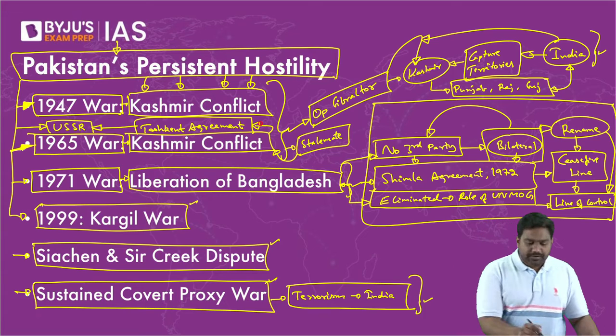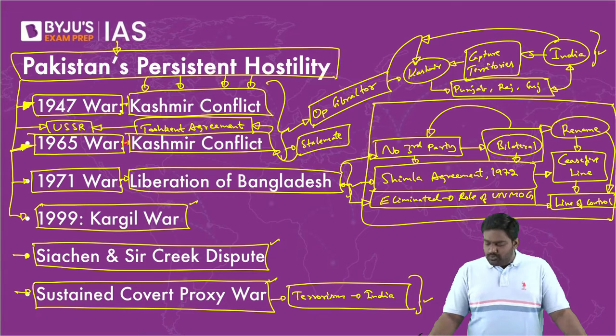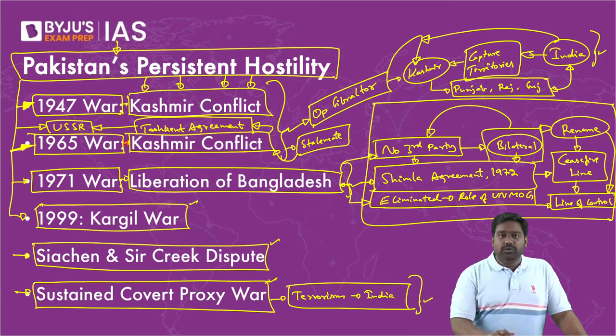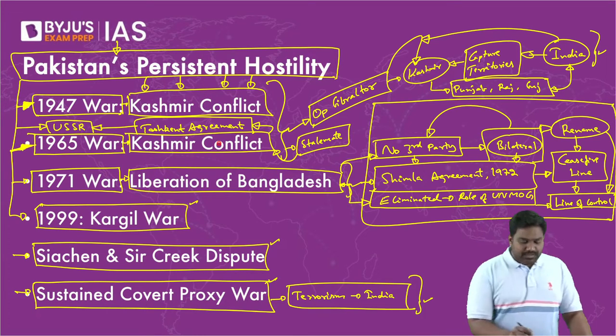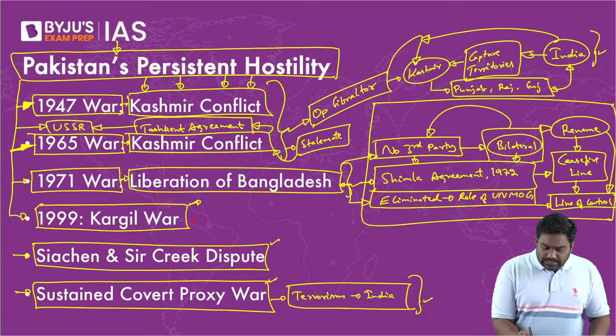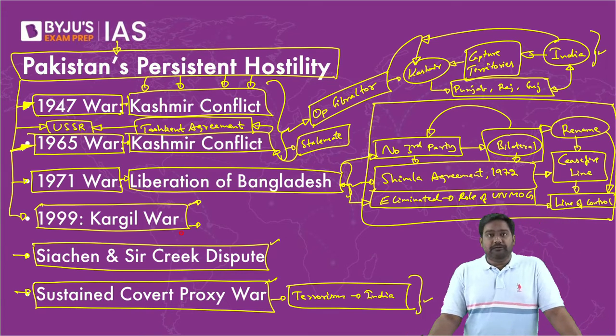Stay away from that. So the Second War came to an end with the signing of the Tashkent Treaty, or the Tashkent Agreement. The Third War came to an end with the Shimla Agreement. Now, the Kargil conflict of 1999.